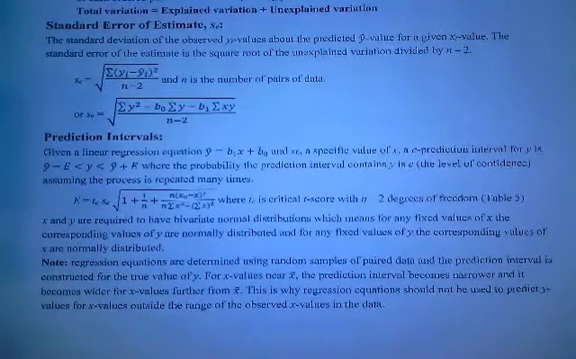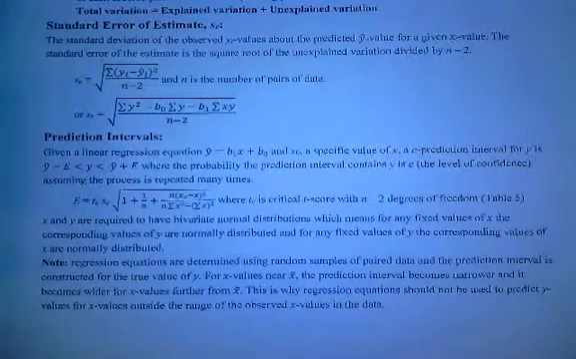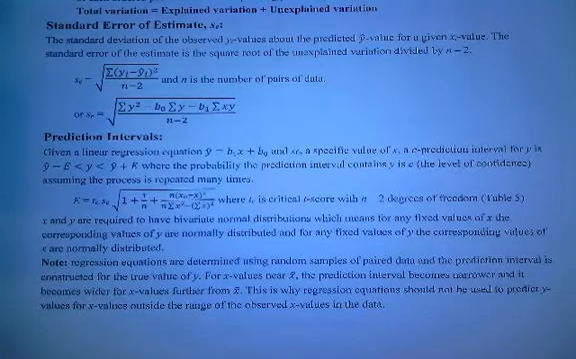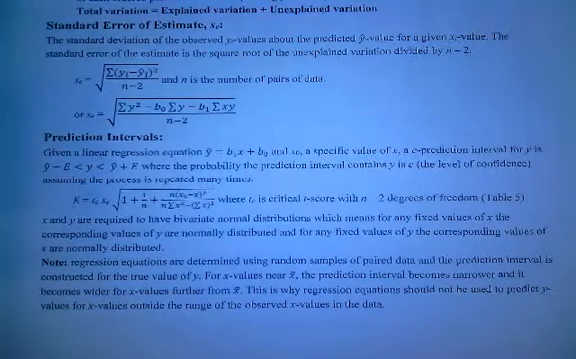X and Y are required to have bivariate normal distributions. Basically what that means is for any value of X, the corresponding Y values are normally distributed, and for any value of Y, the corresponding values of X are normally distributed. Now you might say, what do you mean values? Isn't there just one X for one Y?